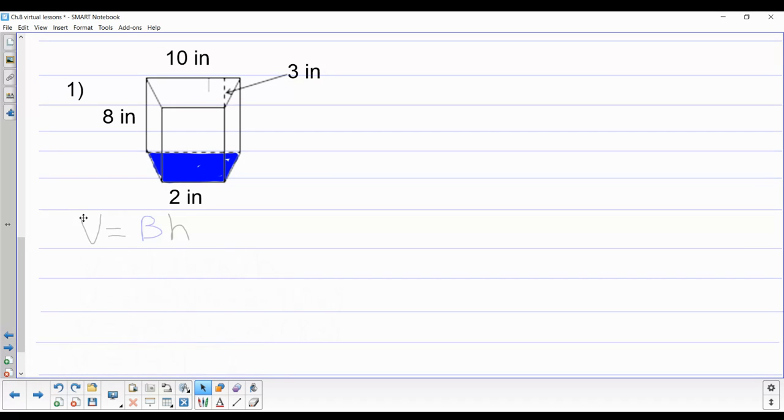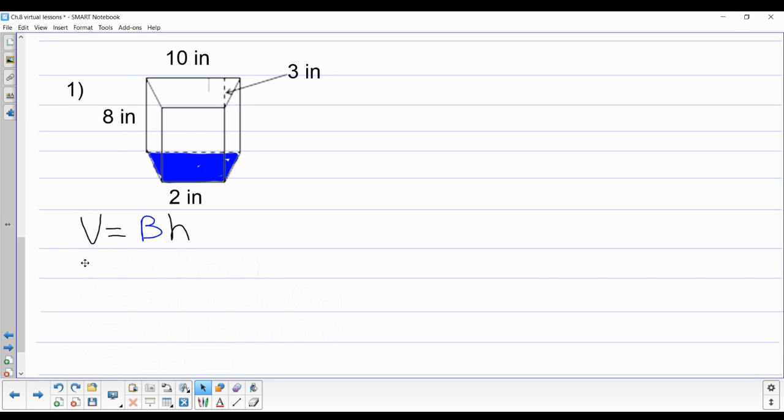First, we write the formula. Volume is equal to the area of the base times the height. If you can identify the base, all you have to do is find the area of the base and multiply it by the height of the prism. Since this base is a trapezoid, I'll replace this formula.